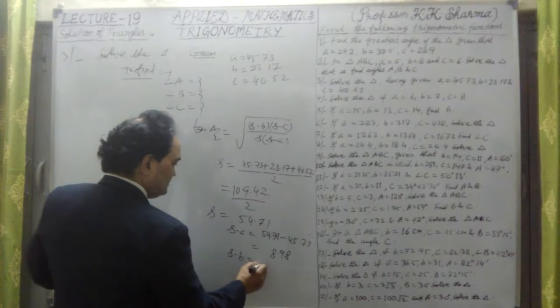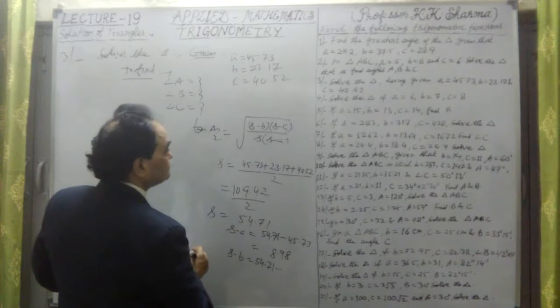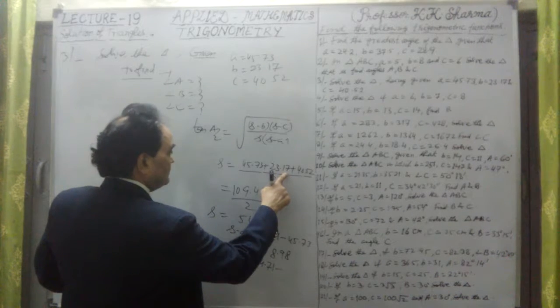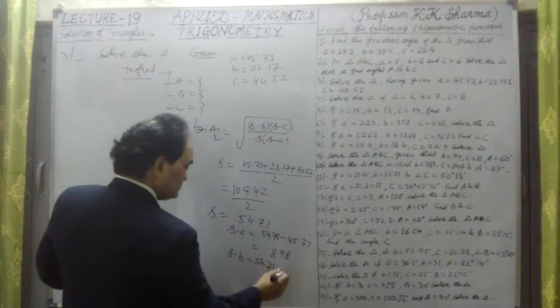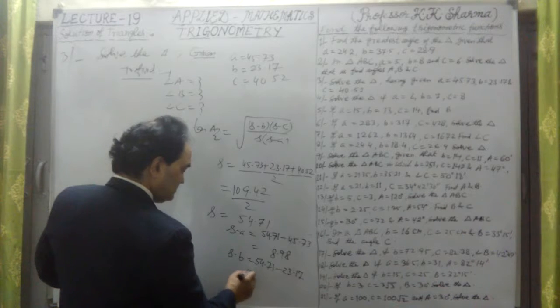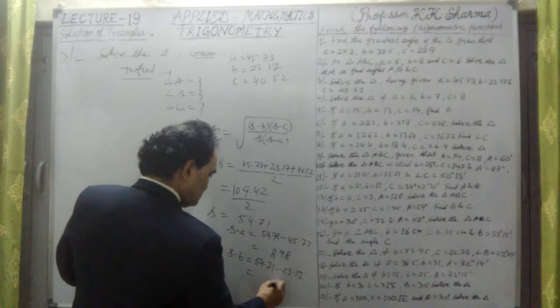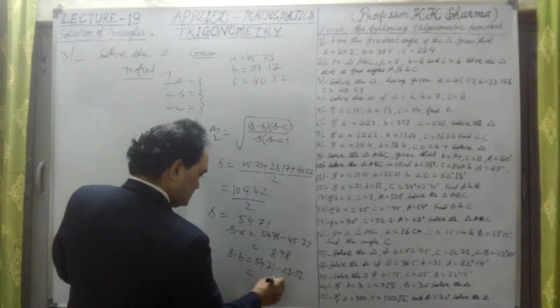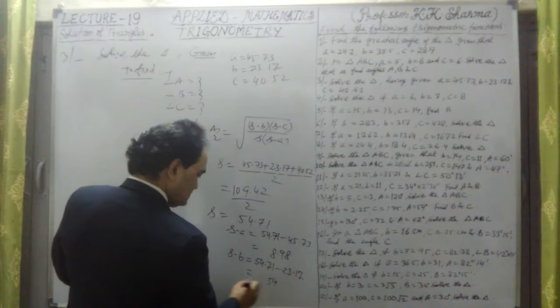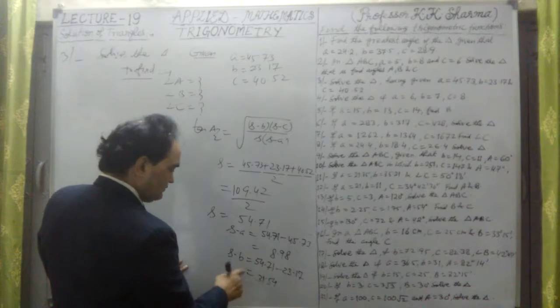s minus b will be 54.71 minus b, where b is 23.17. Subtracting, this will give us 31.54. This is the value of s minus b.